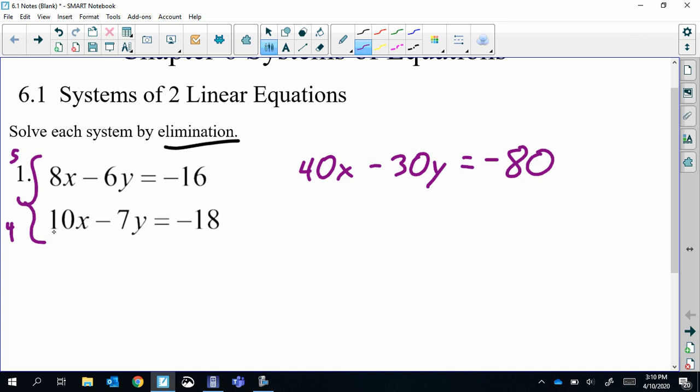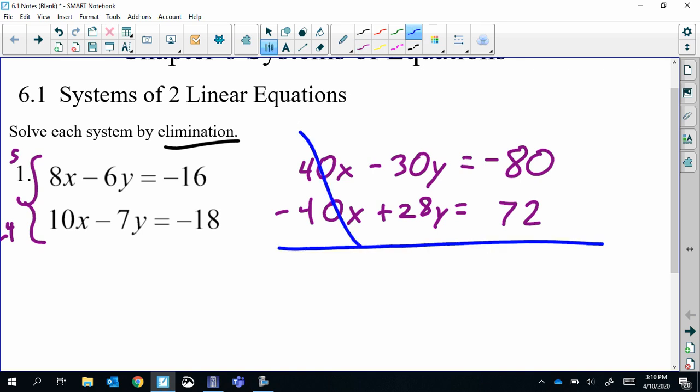And then same thing for the bottom. That would be 40x. We actually want that to be a negative 40x, so let's multiply by negative 4. Then negative times negative would be positive 28. Negative times negative, 4 times 18, 72. And it's negative times negative, so it's positive 30. Yeah, 72 is correct. So now those will cancel out.